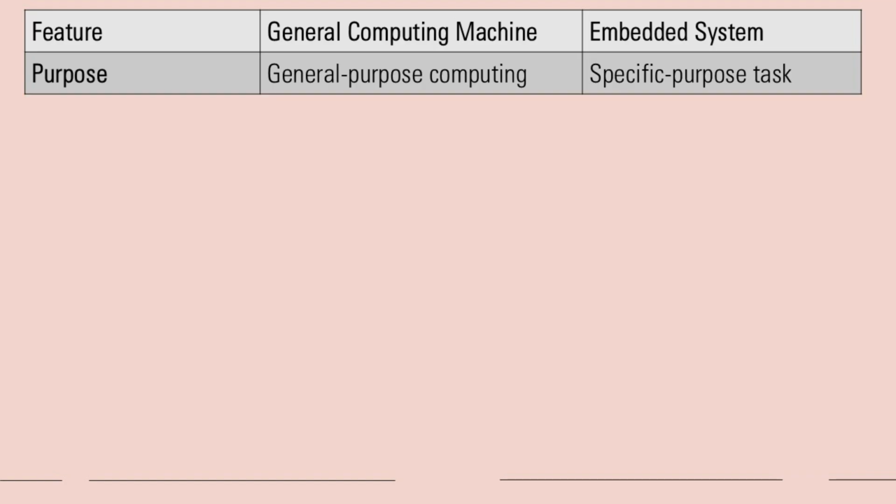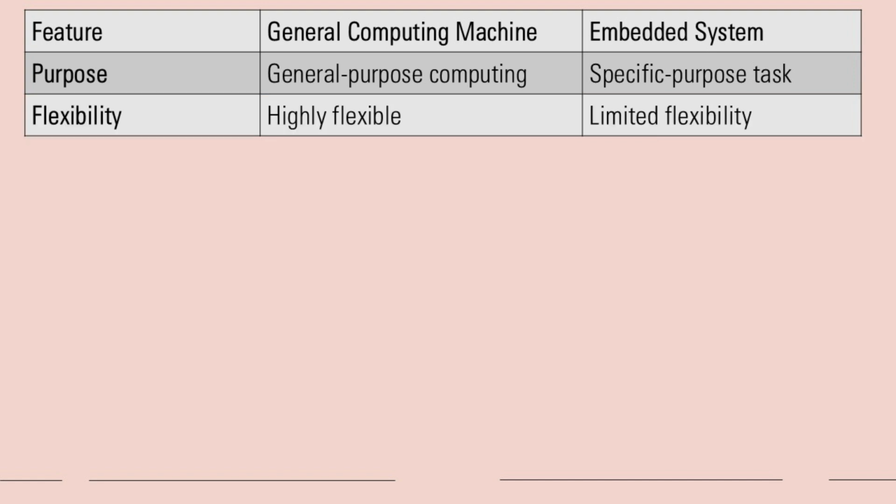Let's come to the first point: purpose. General computing machines are designed for general-purpose tasks, like browsing the internet, watching videos, or running software. On the other hand, embedded systems are built for a specific task, like controlling the temperature in a fridge or managing an ATM.